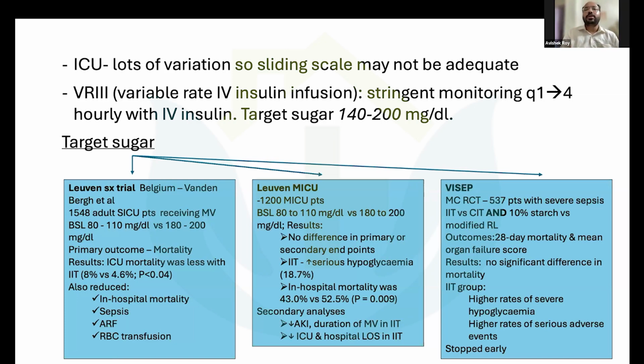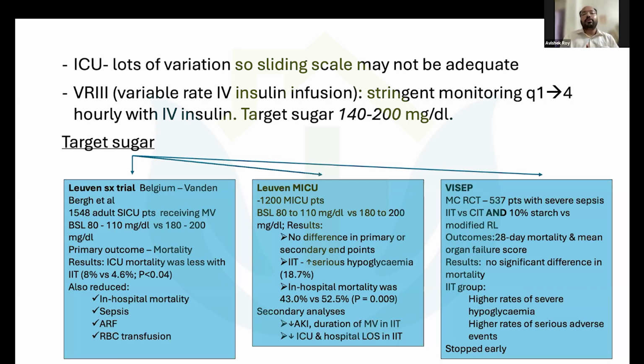Next came a medical ICU trial at the same center on 1200 odd patients, and the comparison was also the same, 80 to 100 versus 180 to 200. But there they found that there was no difference in primary and secondary outcomes, and intensive insulin therapy, IIT, was associated with increased incidence of serious hypoglycemia. However, the in-hospital mortality was better with intensive insulin therapy despite having higher incidence of hypoglycemia, and they gave a verdict in favor of intensive insulin therapy.